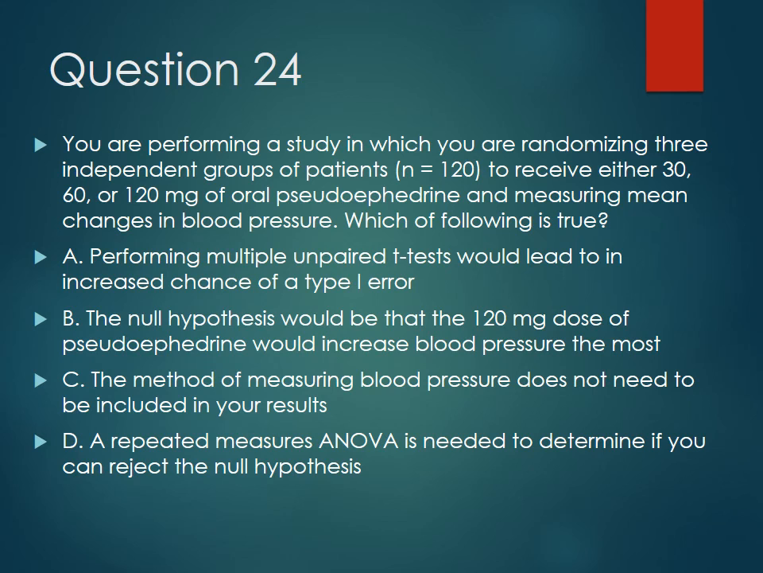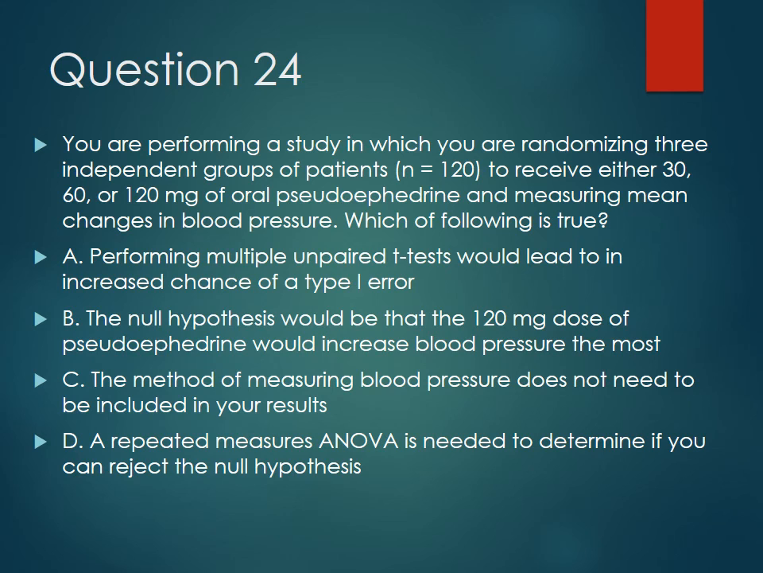Then going down to D, a repeated measures ANOVA is needed to determine if you can reject the null hypothesis. This one would be false. Even though we have three groups here that are being compared, repeated measures ANOVA is going to be used when you have paired groups. And in this case, we have three independent groups.